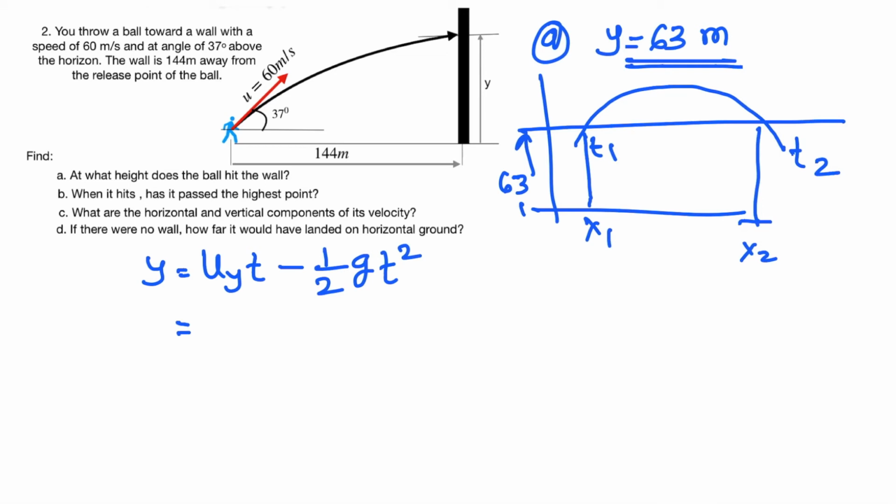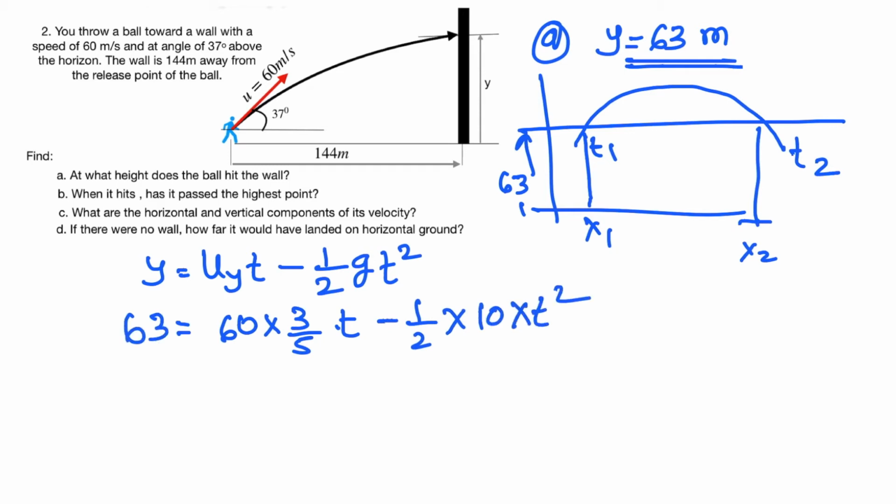So here by putting the values: u is 60, sine 37 is 3 by 5, multiplied by t, minus half g is 10, t square, and y is 63 meters. This will give us a quadratic equation, and for this quadratic equation we will have two roots of time t. If we rearrange this equation, it will be 5t square minus 36t plus 63 equal to 0.